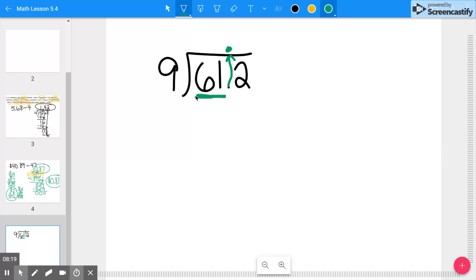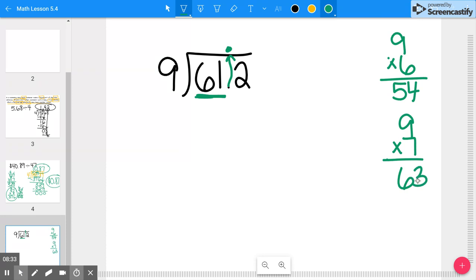61 divided by 9. The closest I think I can get to 61: 9 times 6 is 54, and 9 times 7 is 63. So 63 is too big, so I have to go with the 54. Since I'm looking at 61, I'm going to put my 6 right above that 1. So now I multiply. 6 times 9 is 54. And then I need to subtract. Well, I can't do 1 minus 4, so I need to regroup. Make that into an 11. Make that into a 5. So 11 minus 4 is 7. 5 minus 5 is 0.